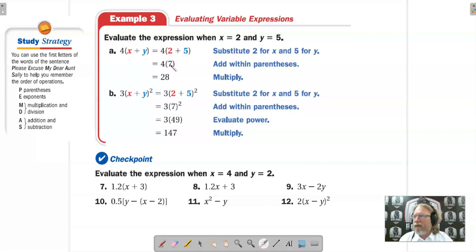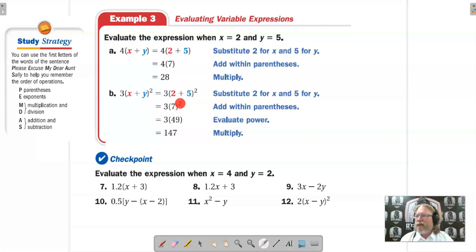So we do that. Do what's in parentheses first. 2 plus 5 is 7. 4 times 7 is 28. Then x equals 2, y equals 5. So we're going to go ahead and substitute in the 2 and the 5 for the x and the y. We do the inside the parentheses first. And so please excuse my dear Aunt Sally, parentheses first. So 2 plus 5 is 7.